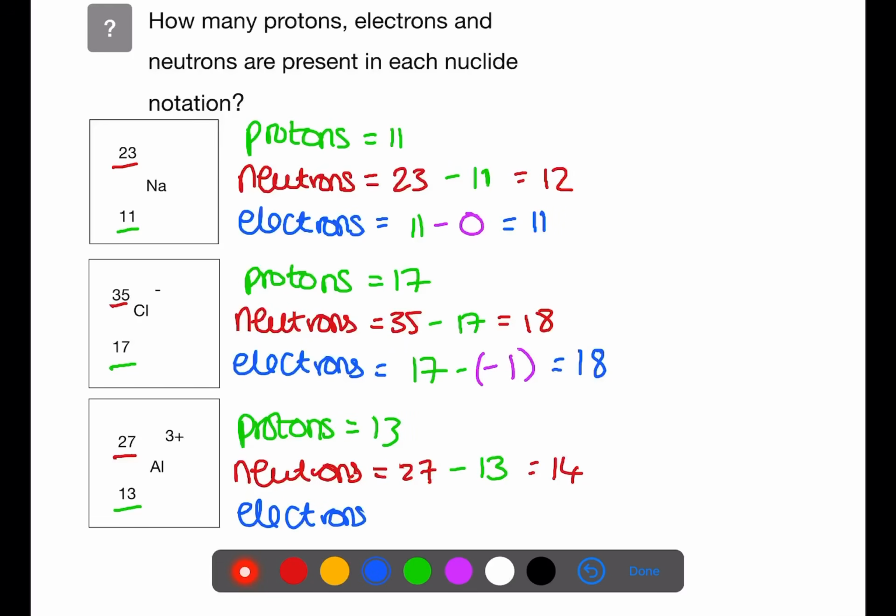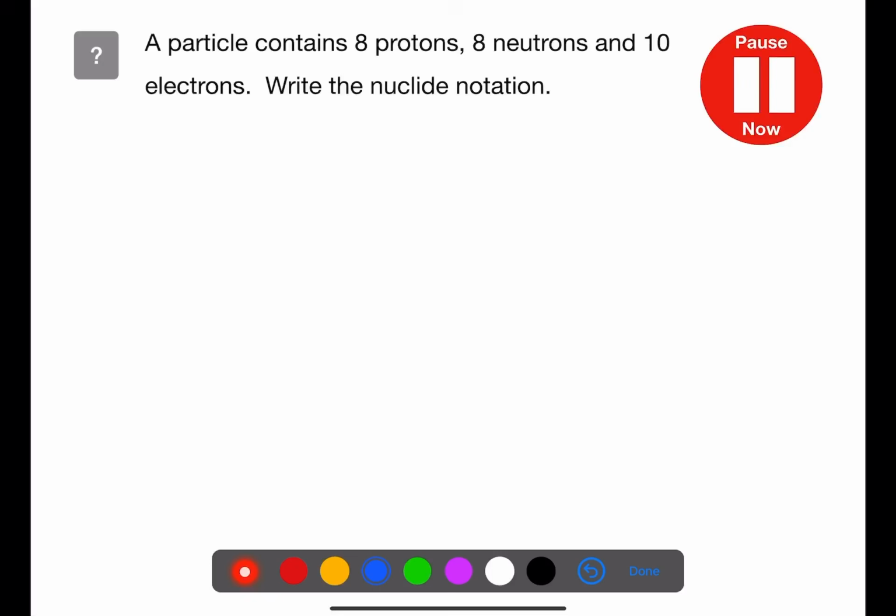The number of electrons is equal to the atomic number, 13, minus the charge, which is 3 positive. This means that we have 10 electrons. Because we have a positively charged ion, we have lost electrons and therefore have fewer electrons than we do protons. Pause the video now and try to write the nuclide notation for this particle.